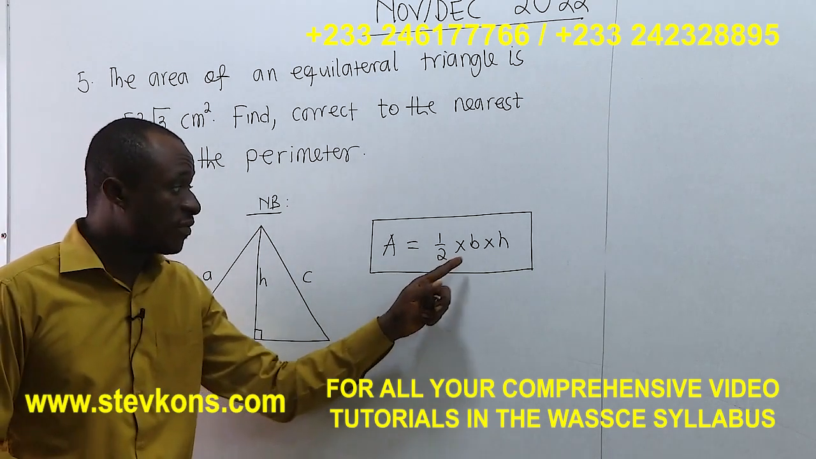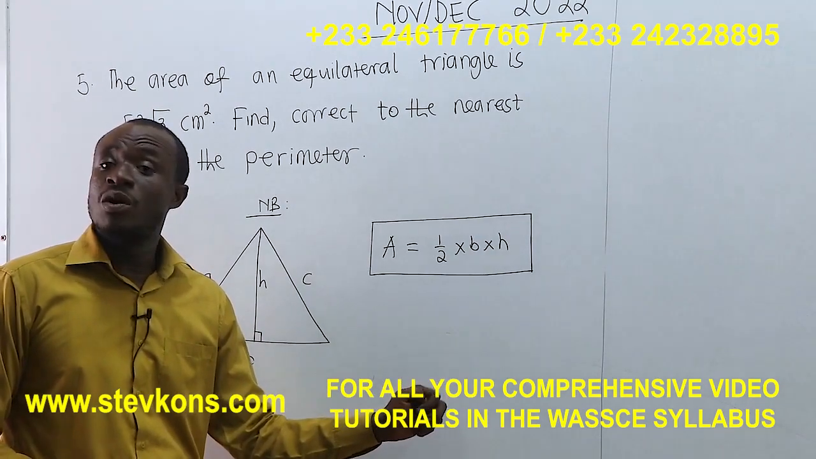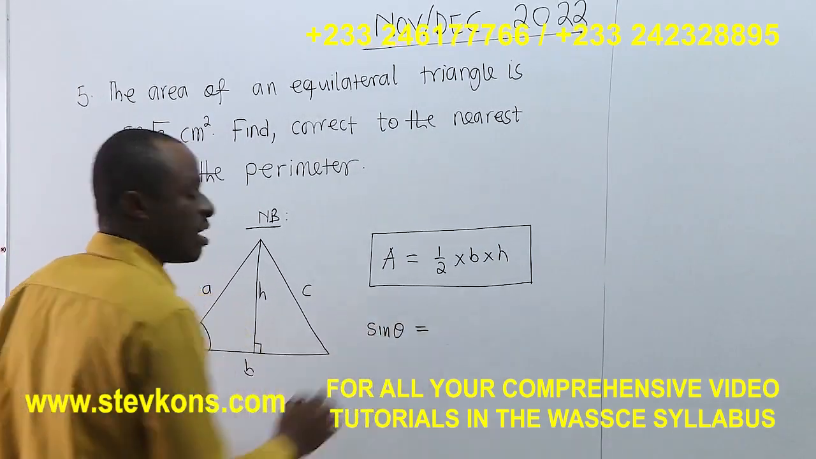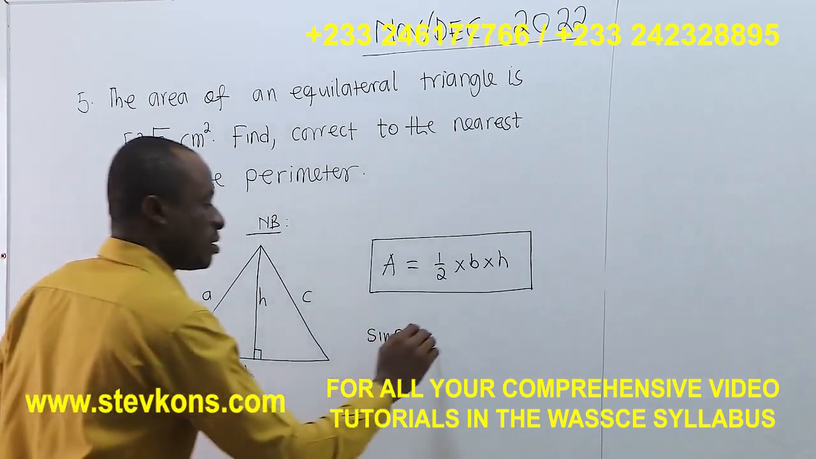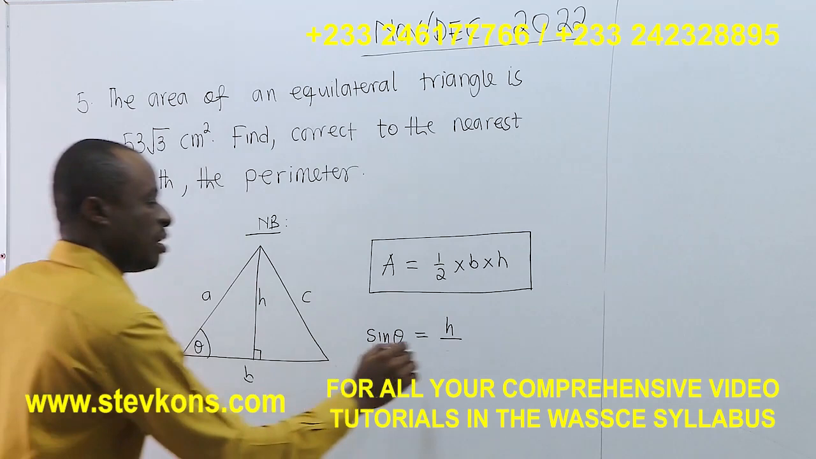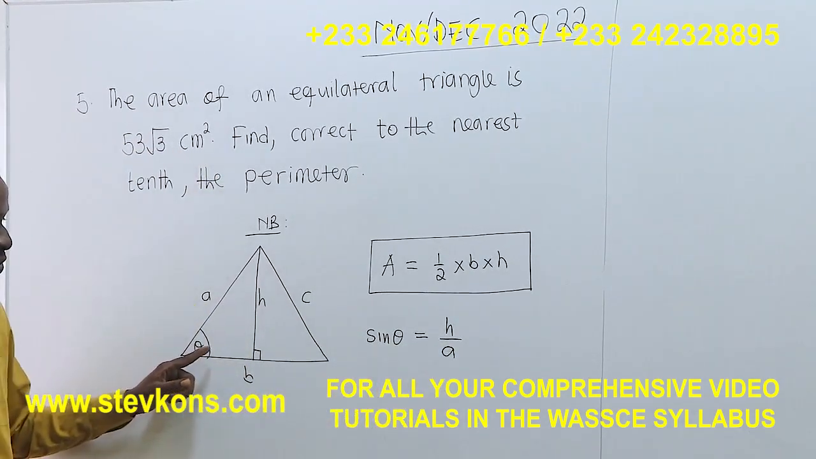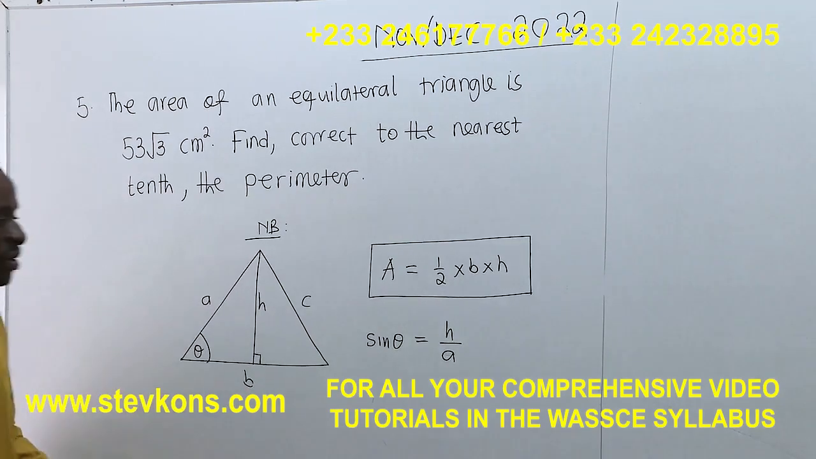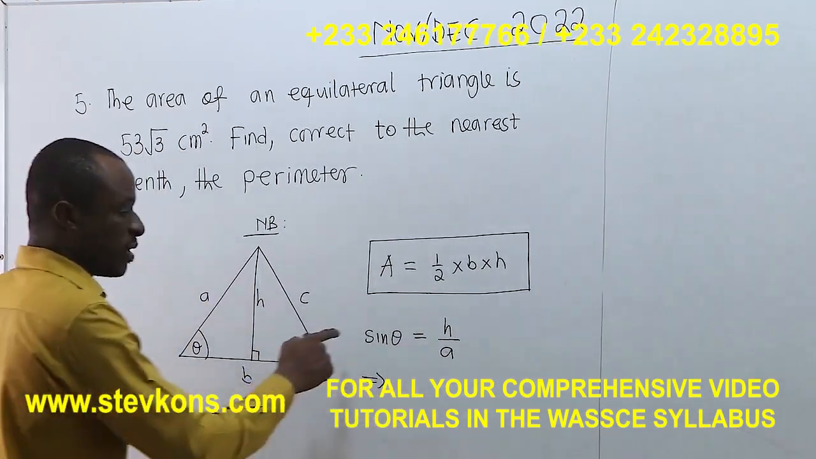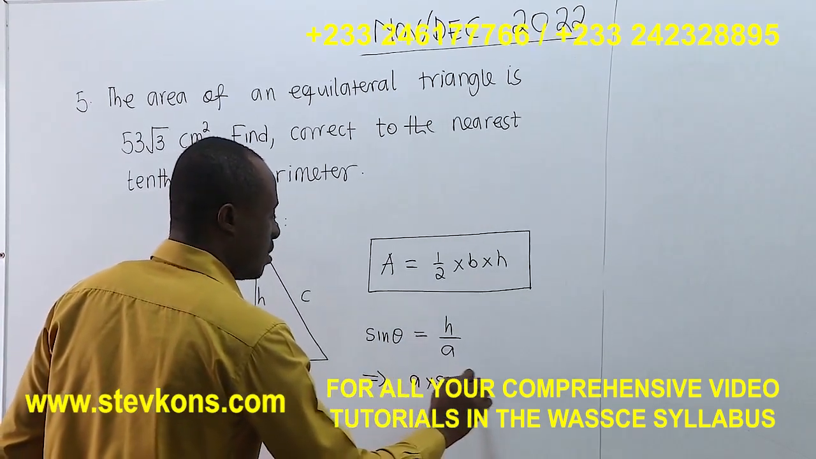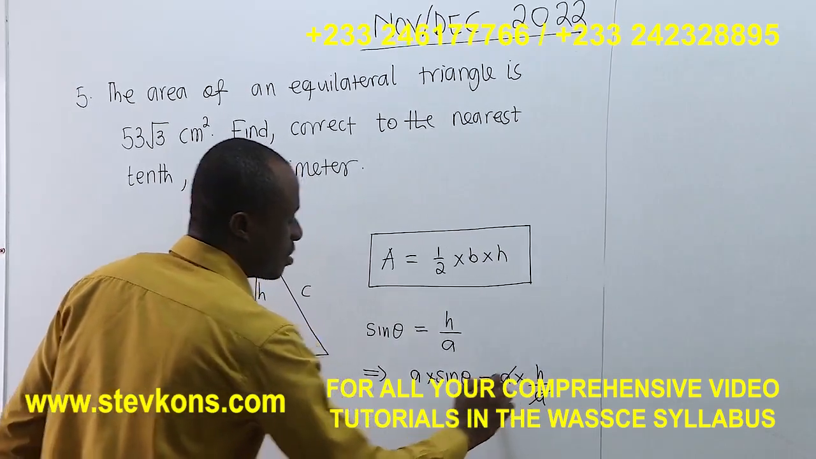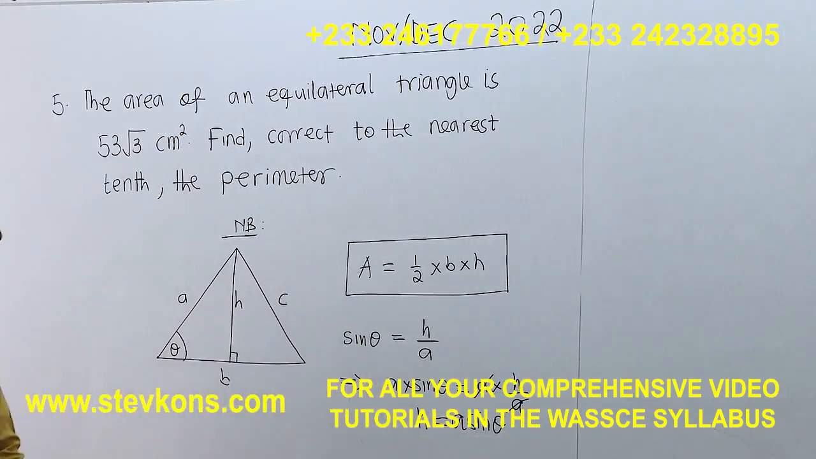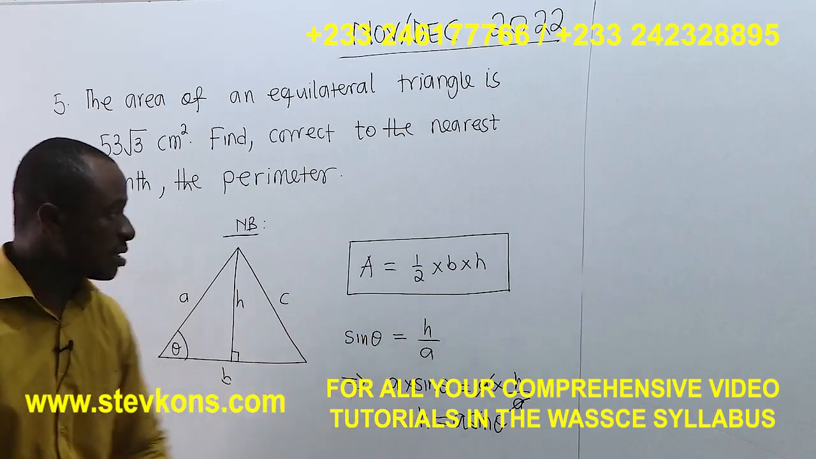So, you know that the area of a triangle is half times base times height, in the case that you know the perpendicular height. What about if you don't know the perpendicular height? Now, from this, we find sine theta. Sine theta is opposite, which is H, over the hypotenuse, which is A. So sine theta equals H over A, which implies that if you want to find H, you multiply both sides by A. So, A times sine theta equals A times H over A. This is canceling out that. So we have our H equal to A sine theta.